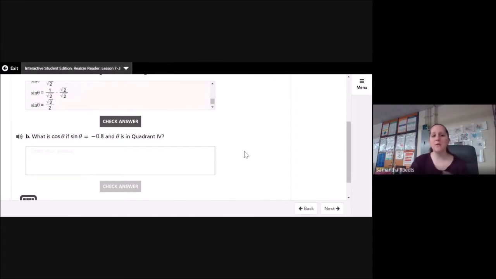Okay, so for B, what is cosine theta if sine theta equals negative 0.8 and theta is in quadrant 4? Okay, so I'm going to ignore that theta is in quadrant 4 for right this second. I'm going to set up my Pythagorean identity. We know that sine theta is negative 0.8, so negative 0.8 squared plus cosine squared theta equals 1.